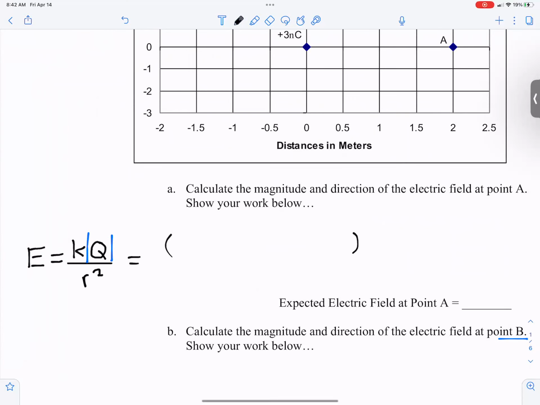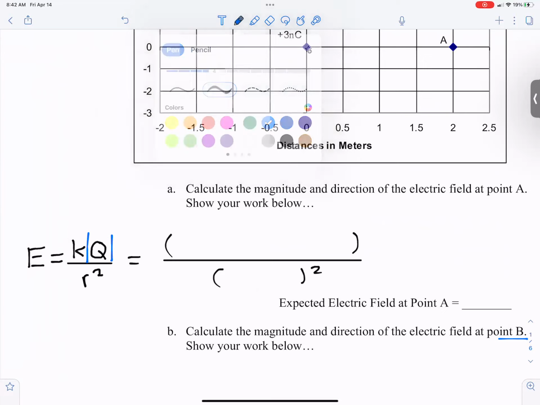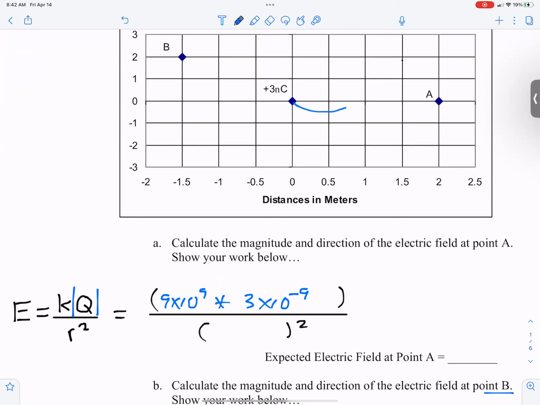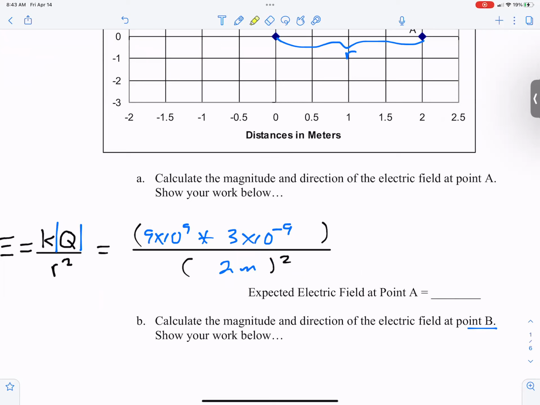Filling out our equation. We're going to go 9 times 10 to the 9 times our charge. Now, 3 nanocoulombs would be 3 times 10 to the negative 9. And our distance to point A, R, is a total of 2 meters. Okay, plug that in our equation.